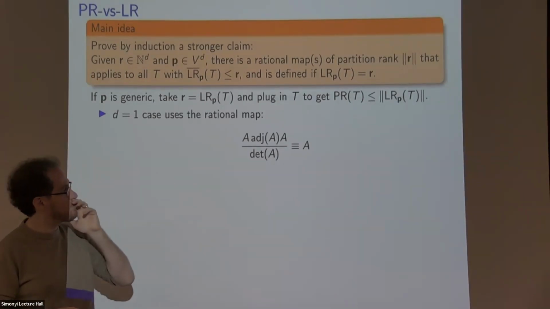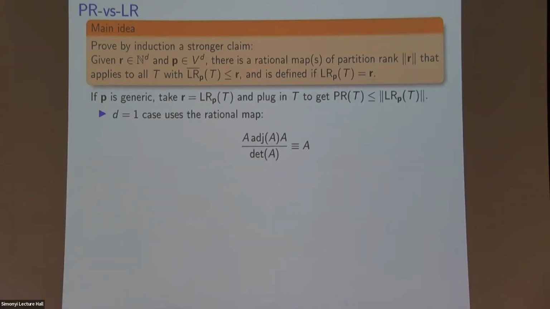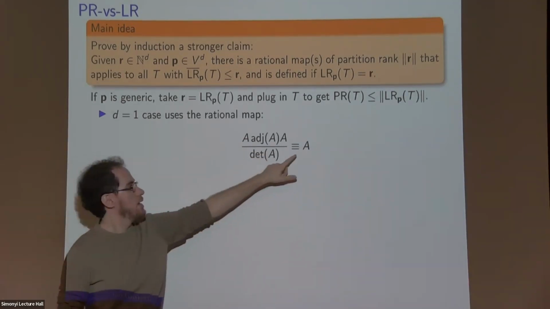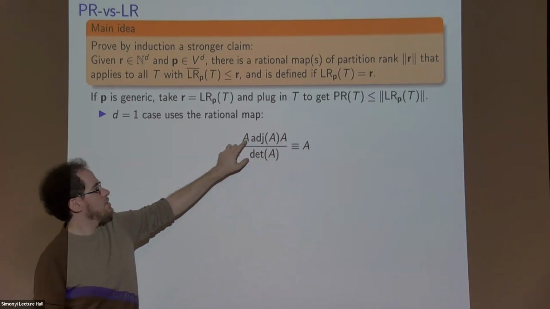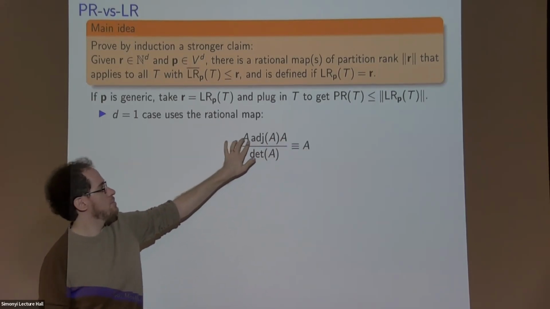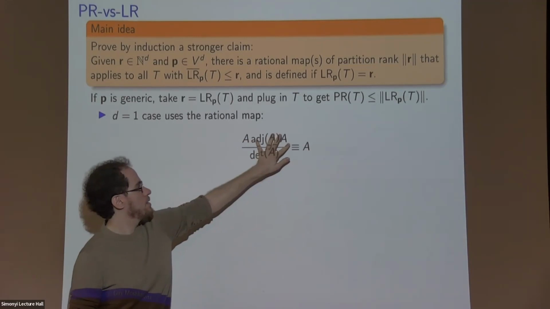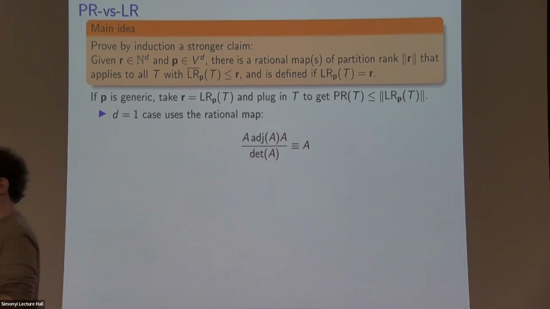Okay, but actually, this is the kind of thing that I want, because if you ignore the denominator of this number, I express A as a product of, say, two matrices, the matrix itself, A, times this other matrix. So this is actually a factorization of the matrix. But the factorization of the matrix precisely gives me a rank decomposition or partition rank decomposition.